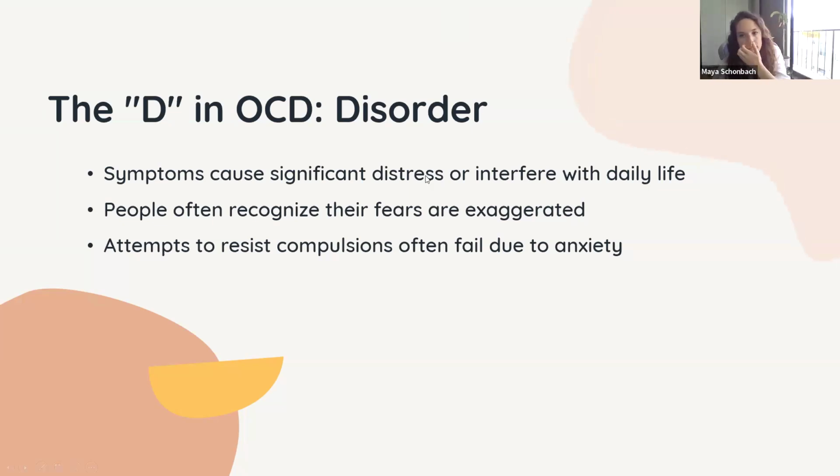And here are some of the points that I wrote, or some of the criteria for the diagnosis. Often it's called ego dystonic. They recognize that their fears are exaggerated. They don't align with who they truly are inside. And often people try to resist doing the compulsions, but because their anxiety is so great, they're unable to resist it. But here, the good news is, yes, it's a medical condition, but it's also treatable.